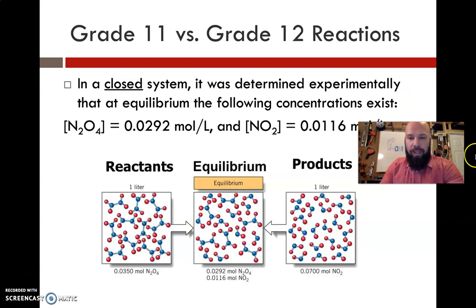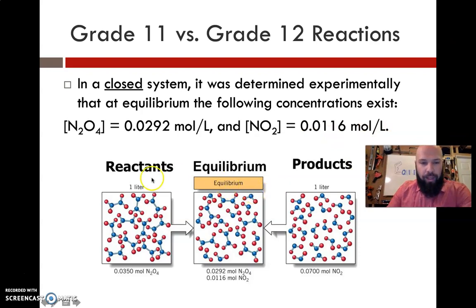This is the same reaction that we looked at on the last slide, but in reality, what happens if you start with 0.035 moles of dinitrogen tetroxide is that you reach an equilibrium where you have 0.0292 moles of your reactant and 0.0116 moles of your product, which is a lot less of the product than would have been predicted in the last slide.